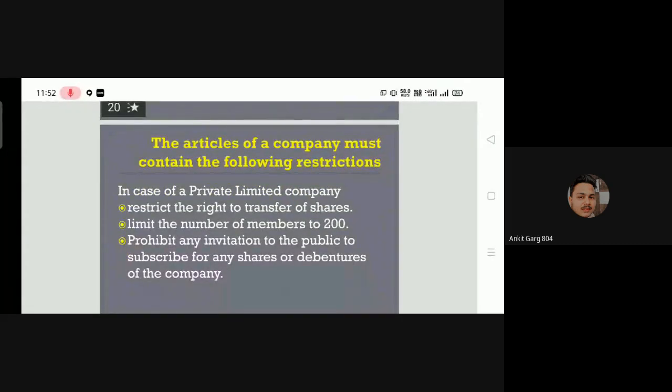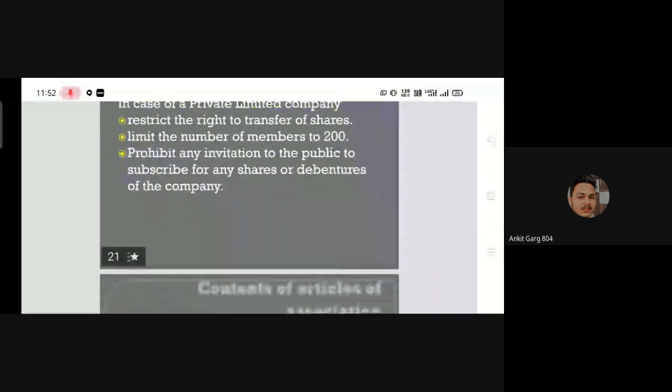Now let us discuss which of the following restrictions the articles of a company must contain. In case of a private limited company, restrict the right to transfer of shares. In private limited companies, we all know that we cannot transfer the shares to anyone. Limit the number of members to 200. In private limited companies, there is a limit to the number of members we can admit in our company, that is 200. Prohibit any invitation to the public to subscribe for any shares or debentures of the company. In this, we cannot invite capital from public sources through issue of shares and all.